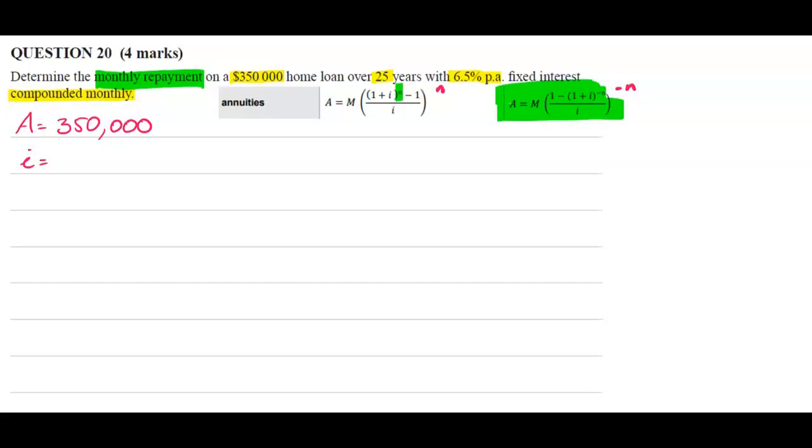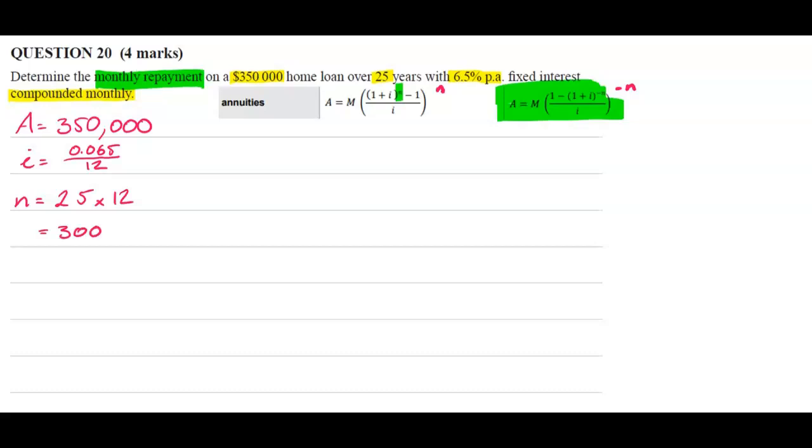We use its decimal version, so 0.065. Now, that is over a year, but because it's compounding monthly, I need to divide that by 12. And then we also know our time frame, which is n, which will be 25 years. But because our interest is compounding monthly, we need to convert our time in years into monthly periods. So we would multiply 25 by 12, which will give us 300 here.